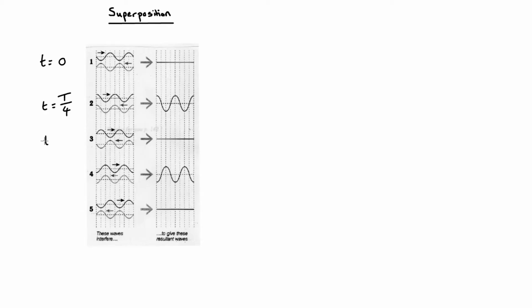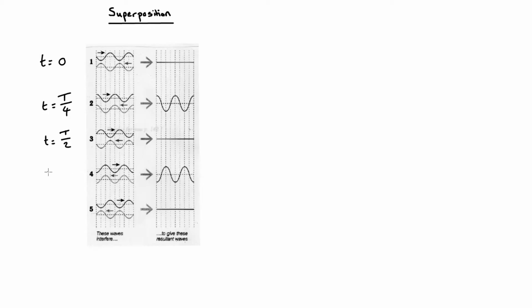What we're going to move on to in situation 3 is another quarter of a time period. So this is two quarters, or a half of a time period, on from the original situation. From situation 2 each wave has moved a quarter of a wavelength, the top wave again a quarter of a wavelength to the right, the bottom a quarter of a wavelength to the left. And this will bring us into destructive interference again, where we have positive and negative displacements adding together. The waves will completely cancel out.